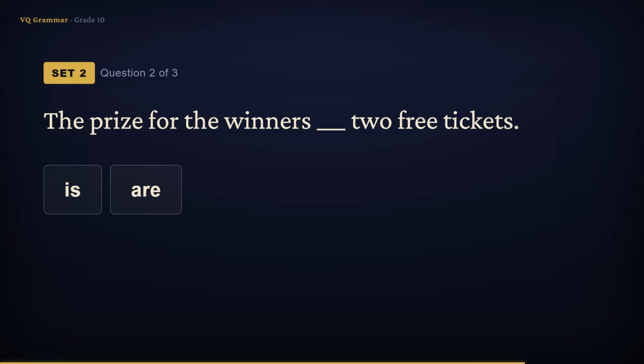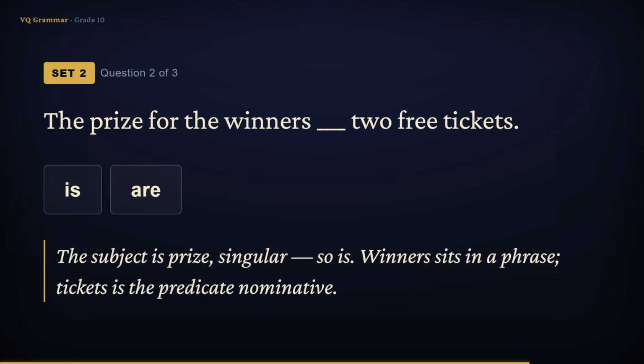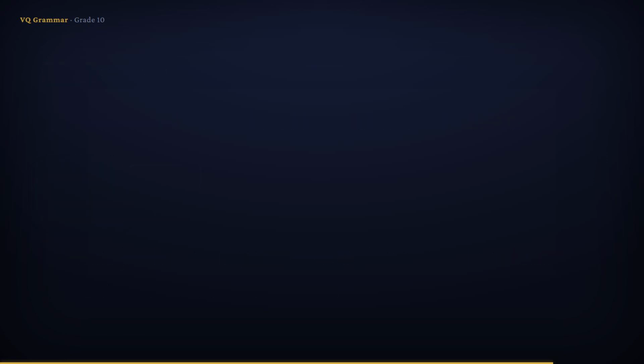The prize for the winners, blank, 2 free tickets. 2 plural nouns are grabbing for the verb here, winners and tickets. But winners is buried inside the prepositional phrase for the winners, and tickets comes after the verb. The subject is prize, and prize is singular. So we write, the prize for the winners is 2 free tickets.